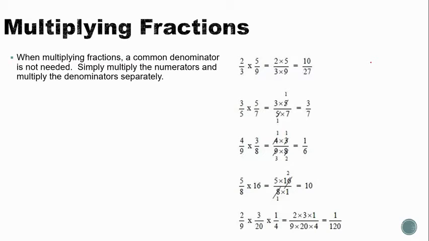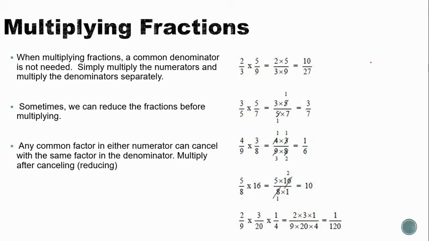So 2/3 times 5/9 is going to equal 2 times 5 in the numerator and 3 times 9 in the denominator, for 10/27. Okay? Sometimes we can reduce the fractions before multiplying. Let's take a look at 3/5 times 5/7. Notice that we have a 5 on top and a 5 on the bottom, and they cancel each other, and so you're left with 3/7. Any common factor in either numerator can cancel with the same factor in the denominator.